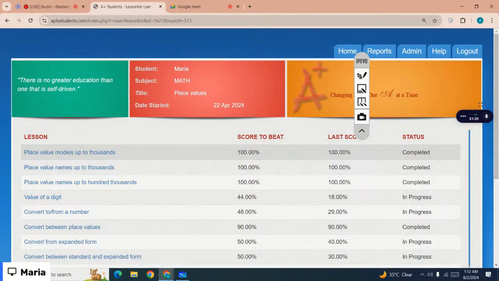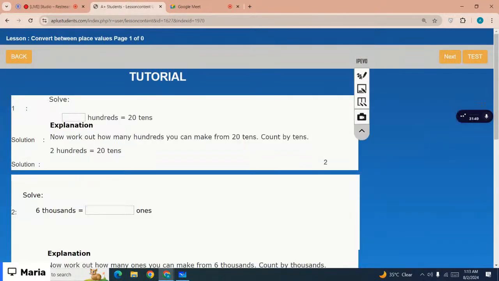The next lesson is convert between place values. Let's just start with the next lesson. Okay, the first one is 20 tens. You have to write 20 tens in hundreds form, right?